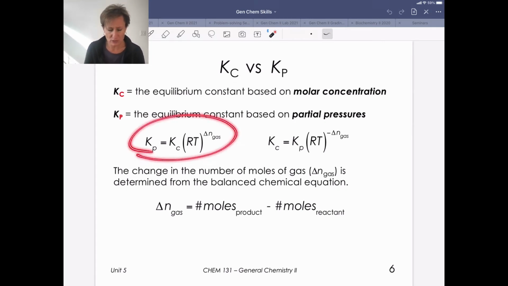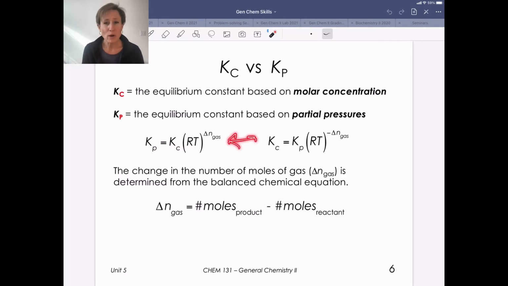But what we can see here is an equation, again, that'll be provided for you that allows us to interconvert between equilibrium constants that are based on partial pressures and equilibrium constants that are based on molar concentration. These are actually the same equation here, right? We're just changing that sign there.